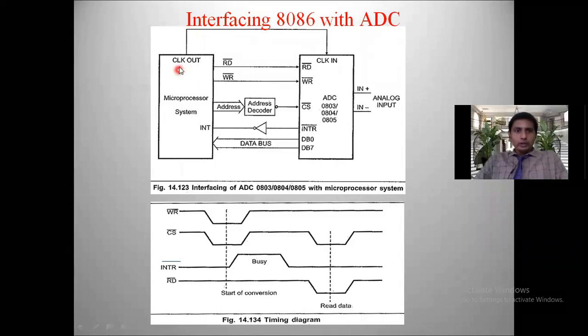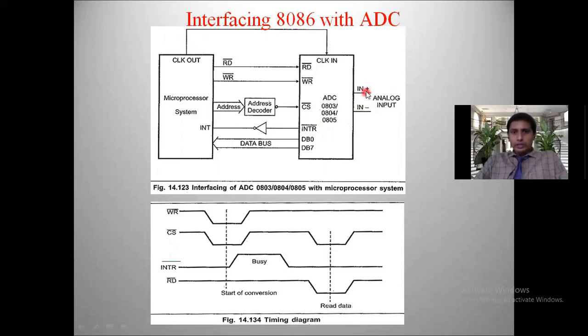Let us see here. Assume this is your microprocessor system. Generally we are considering 8086. Then assume this is your ADC, having the 0803 family or 04 or 05. In the ADC we have read bar, write bar, clock in, and similarly clock out also. Clock in is connected to clock out; here clock out is connected to clock in.